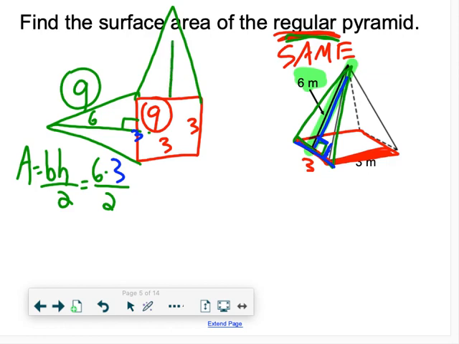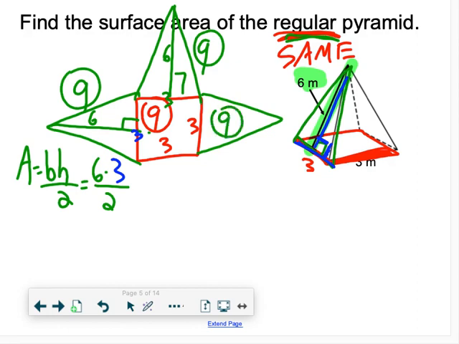So you could draw one in that has a height of 6 and a base of 3, and you can do the work. 6 times 3 divided by 2 is 9. Because it's regular, that means they're all the same. So the triangle on the left is the same as the triangle on the right. So you put down 9 and put down 9 again.